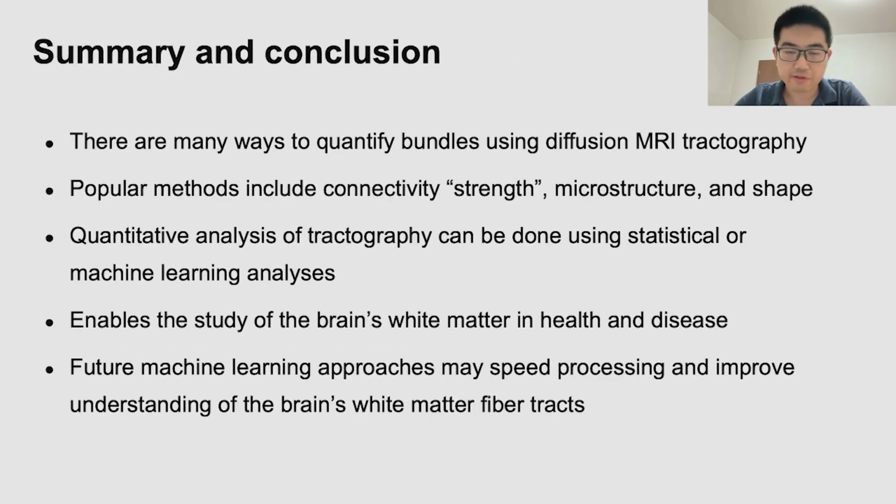So here is almost the end of my presentation, and I would like to give a brief summary. There are many ways to quantify fiber bundles using diffusion MRI tractography, and popularly used quantitative measures include connectivity strength, microstructure measures, and shape measures. Analyzing the measures computed from the fiber bundles can be done using either statistical or machine learning analysis methods, which can enable the study of the brain's white matter connections in health and disease. Machine learning and AI approaches can further improve the data processing and analysis, and further improve our understanding of the brain's white matter fiber bundles.